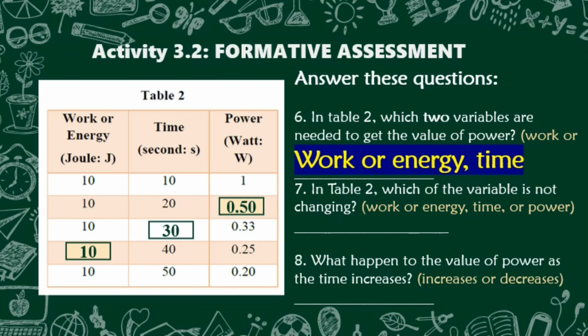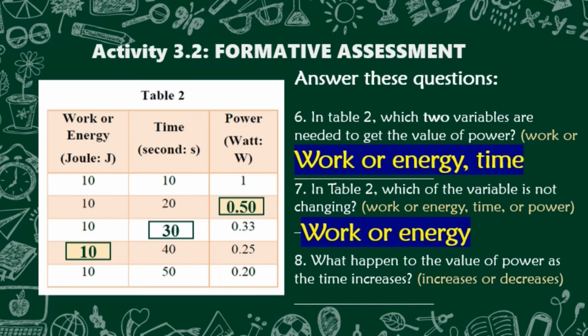O for number 7 naman, in table 2, which of the variable is not changing? So, kanina, ang value ng time ang hindi nagbabago, right? How about in this table? Alin ang hindi nagbabago? Correct, the work or energy. They have the same value of 10. Okay? How about the last number?